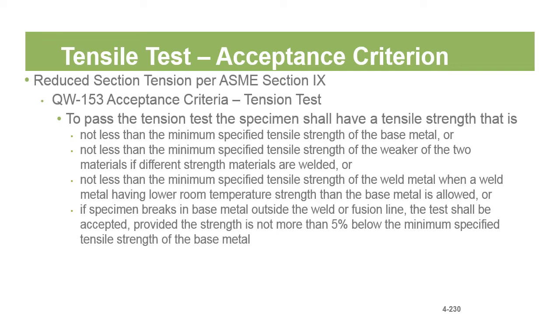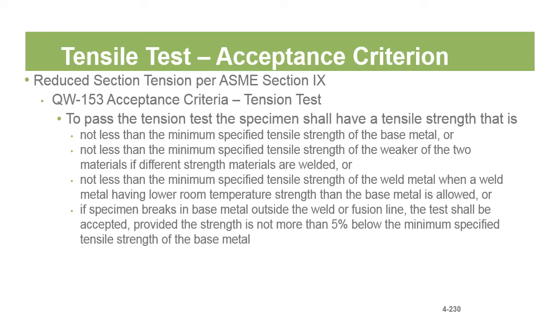To pass the tension test, the specimen shall have a tensile strength that is not less than the minimum specified tensile strength of the base metal, or not less than the minimum specified tensile strength of the weaker of the two materials if different strength materials are welded, or not less than the minimum specified tensile strength of the weld metal when a weld metal having lower room temperature strength than the base metal is allowed, or if the specimen breaks in the base metal outside the weld or fusion line, the test shall be accepted provided the strength is not more than 5% below the minimum specified tensile strength of the base metal. So it gives you some rules there.